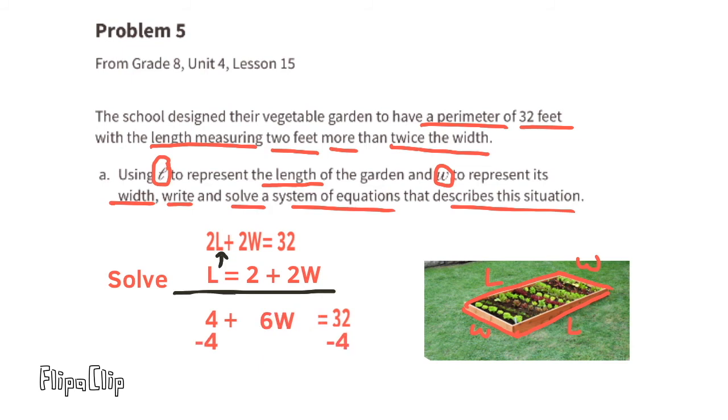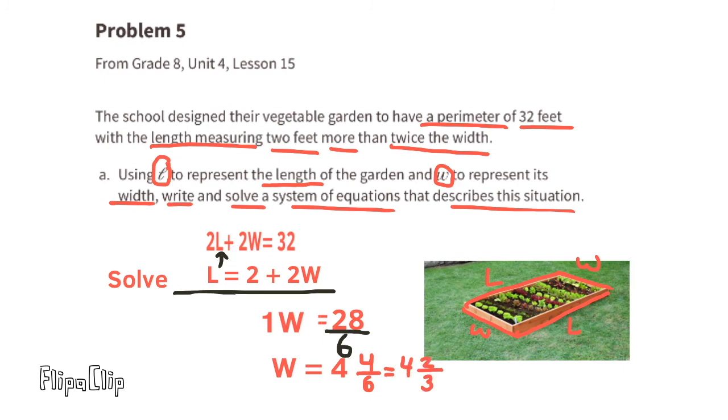Subtract 4 from both sides of the equal sign. Divide both sides by 6. Now we know that 1W equals 28 over 6, which is equivalent to 4 and 4/6 and can be simplified to 4 and 2/3. W equals 4 and 2/3.